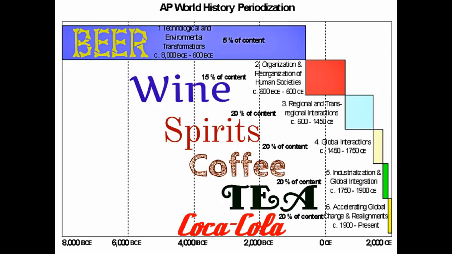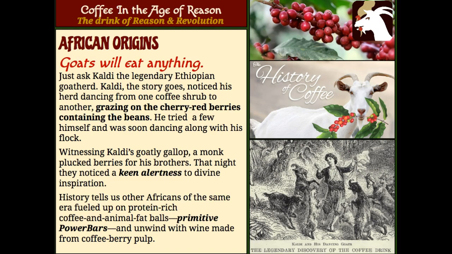So where exactly does coffee originate? Where does it come from? There are a lot of different theories. One that is always pretty interesting in terms of origin stories, whether it's true or not, comes from African origin stories. And the African origin story goes like this. Kaldi, an Ethiopian goat herder, notices one day that his herd of goats are dancing as they're grazing with cherry red berries that contain coffee beans. So he tries a few of these thinking, well, if the goats are happy, I might as well be happy. And soon he was dancing right alongside his flock.